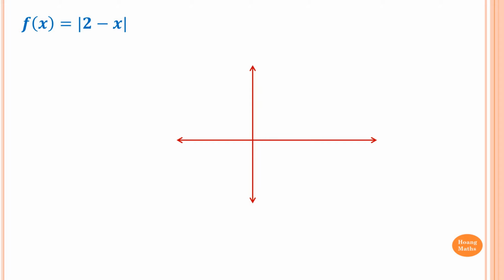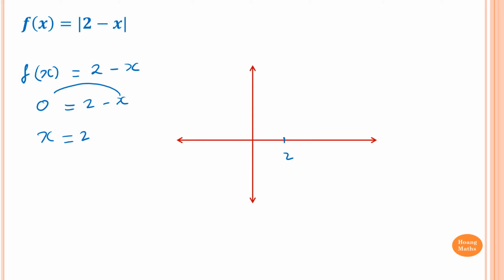Please stop the video and try this one yourself. To make it easier, if we just ignore the absolute value sign, f(x) equals 2 minus x. So what happens? We just find the x and y intercepts. The x-intercept is when y equals 0, so when f(x) equals 0, which is 2 minus x. Move x to this side so it becomes positive. So x is 2 here.